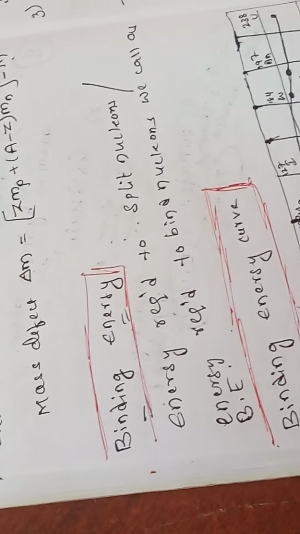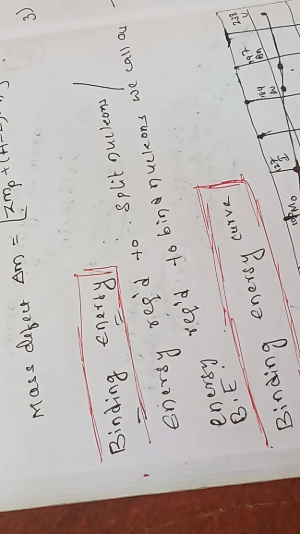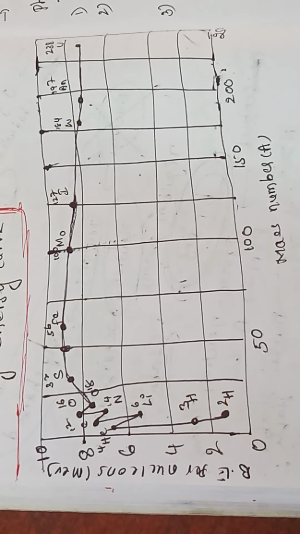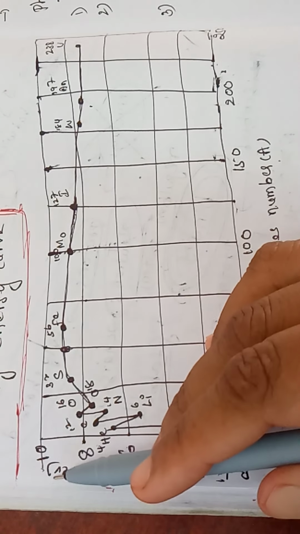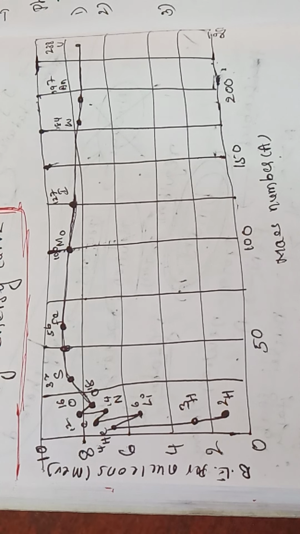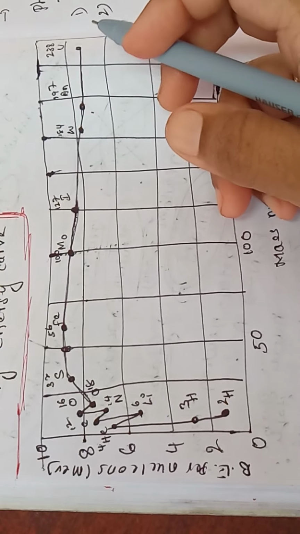Next, binding energy. The energy required to split the nucleons, or the energy required to bind the nucleons, we call binding energy. Now let us move to the binding energy curve. This curve is drawn by taking mass number on the x-axis and binding energy per nucleon on the y-axis. For each and every atom we draw this curve. Now see the curve.